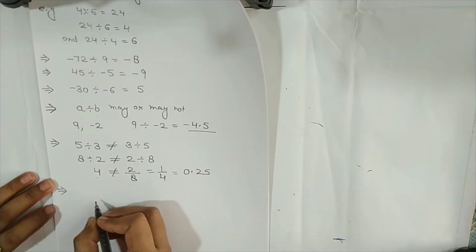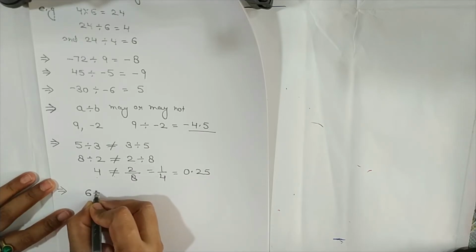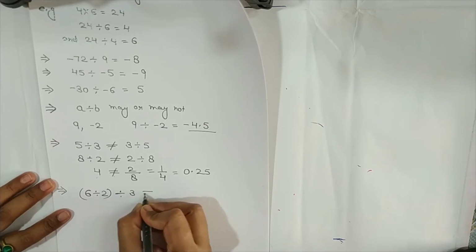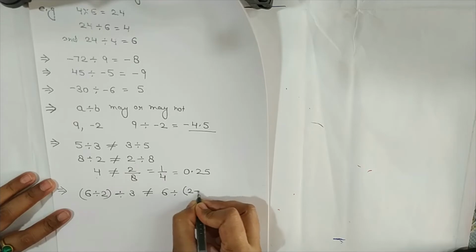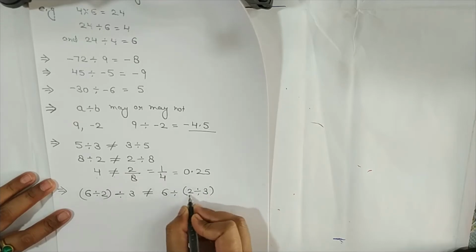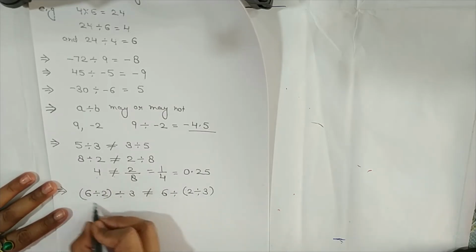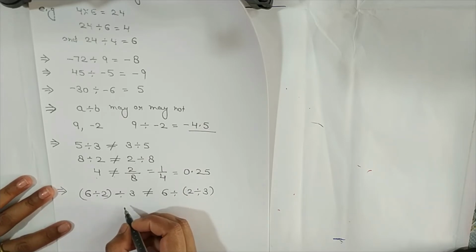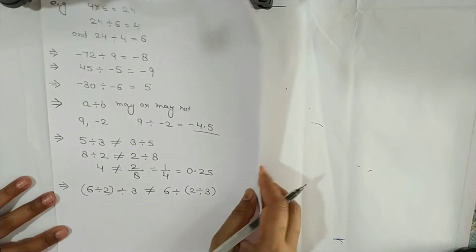Similarly, division of integers is not associative. Suppose I write 6 divided by 2, divided by 3, is not equal to 6 divided by, in brackets, 2 divided by 3. This answer will be in decimal, so this answer will be different from this. So we can say that division of integers is not associative.